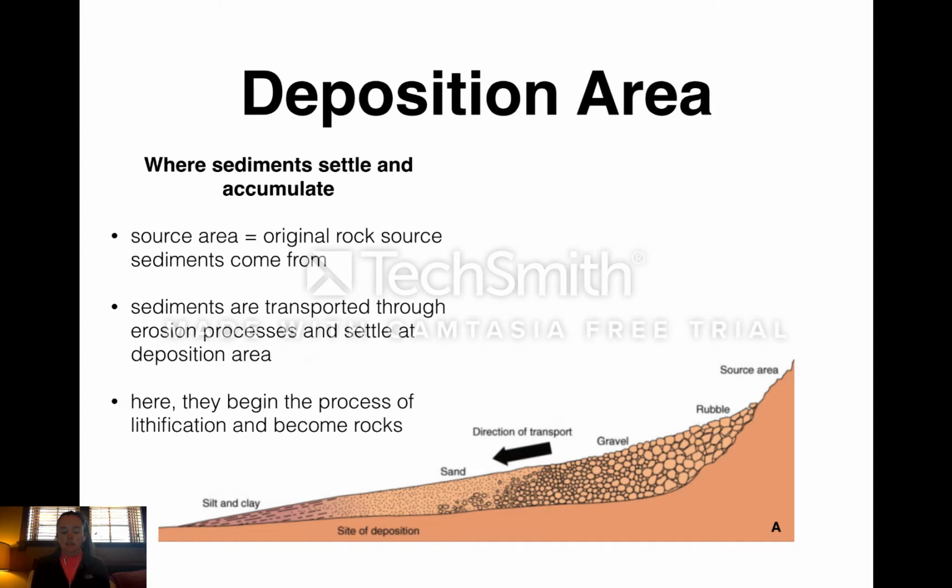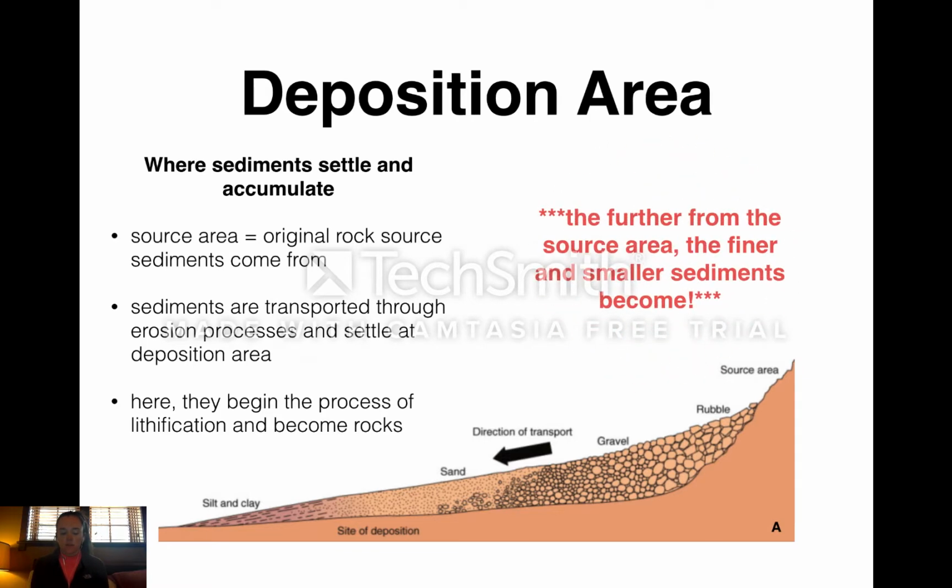As you can see in the image, the source area at the top right is where the process begins. Sediments in the form of rubble or gravel are weathered and eroded over time and transported through different types of agents, erosion, to the deposition area. The further from the source area the sediment is transported, the finer, smaller, and more rounded the sediment becomes. It is no longer large and jagged like the original rubble in the image.